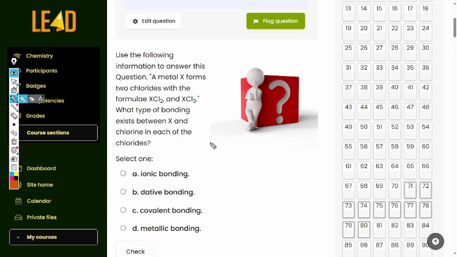XCl2, the combining power of X is 2, which means it loses 2 electrons to form +2, while chlorine is -1. So when they cross, you get XCl2. In XCl3, the combining power of X is +3, so it loses 3 electrons, and then chlorine gains 1 electron to become -1, and that's why you have this. So they are both ionic compounds because they are formed between ions. X is the cation there and chlorine is the anion there. The correct answer would be A.